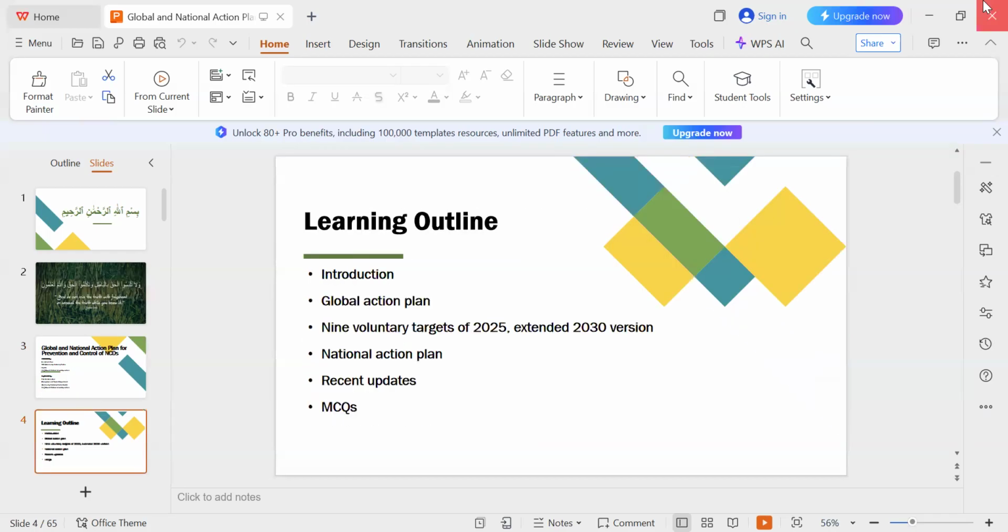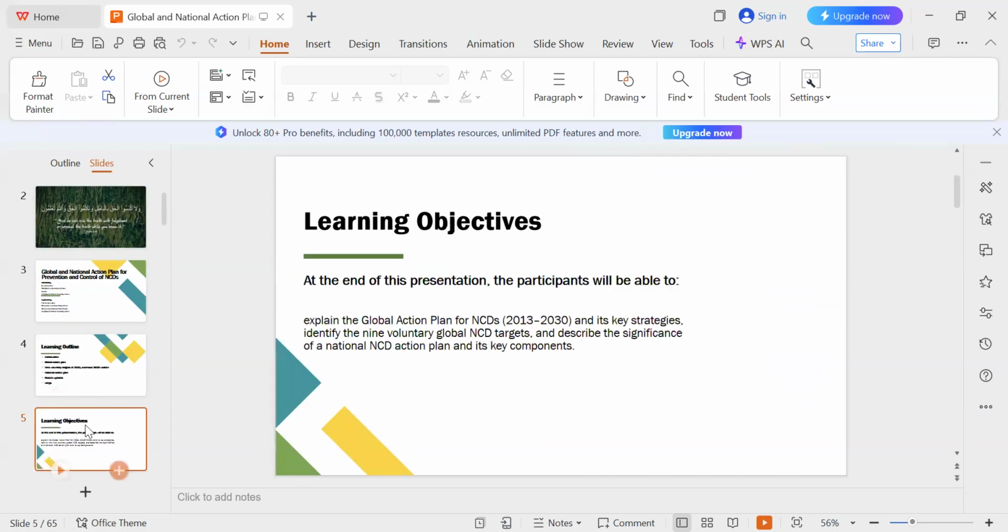Our learning outline today will be Introduction, Global Action Plan, 9 voluntary targets of 2025 that were later extended to 2030, National Action Plan, recent updates, and then MCQs. Learning objectives. At the end of this presentation, the participants will be able to explain the Global Action Plan for NCDs and its key strategies, identify the 9 voluntary global NCD targets, and describe the significance of a national NCD action plan and its key components.